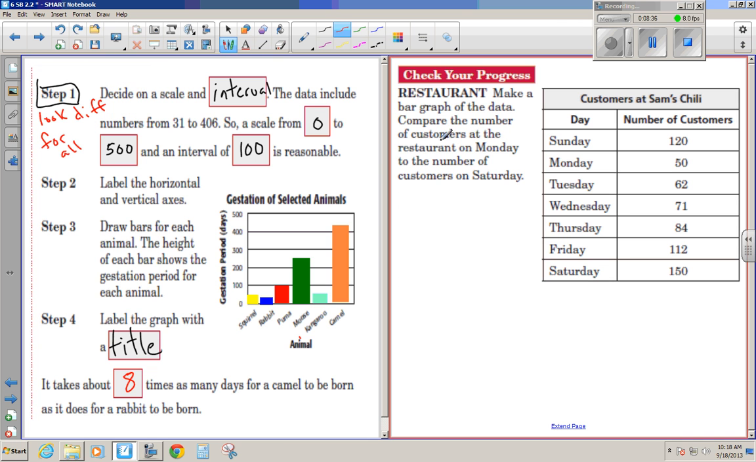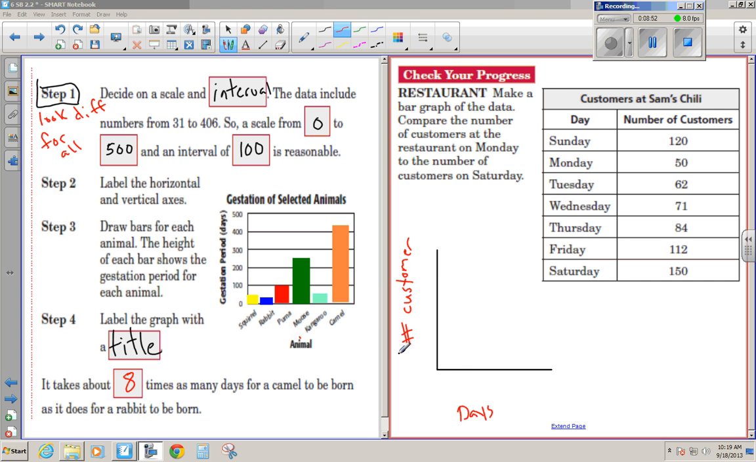All right, let's look at this. Make a bar graph of the data. Compare the number of customers at the restaurant on Monday to the number of customers on Saturday. I'm going to pause the video and draw the graph here so that it can look nice for you.